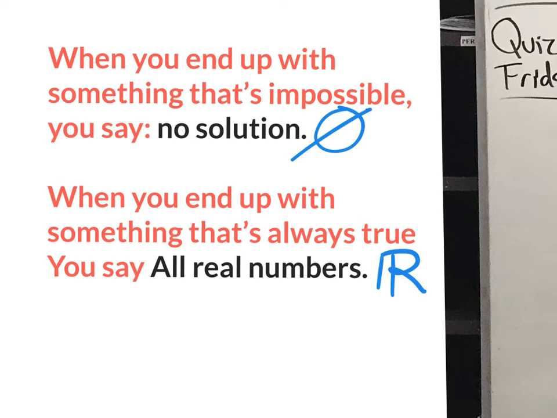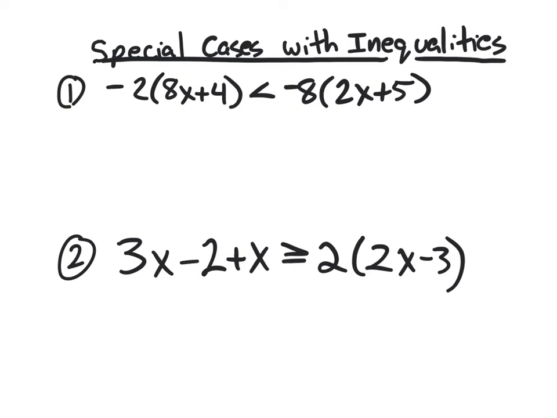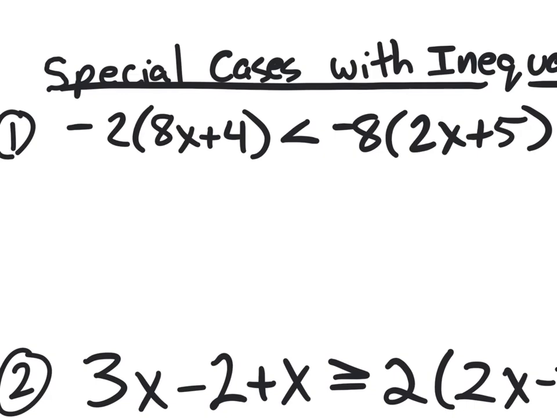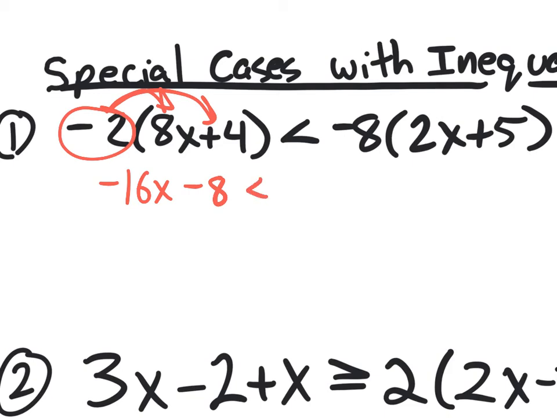What I want to do now is move on to these special case inequalities. So let's go over these special case inequalities, not equations. Number one, let's zoom in and distribute, or zoom in and simplify. So on the left side, I'm going to distribute negative 2 times 8x, that's negative 16x. Negative 2 times 4, that's negative 8. And then I'm going to bring down the inequality, and I'm going to distribute on the right side. Negative 8 times 2x is negative 16x. And negative 8 times positive 5 is negative 40.